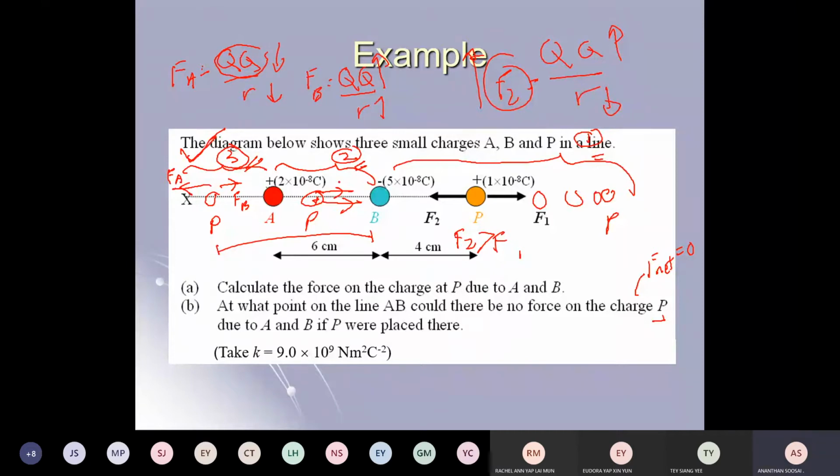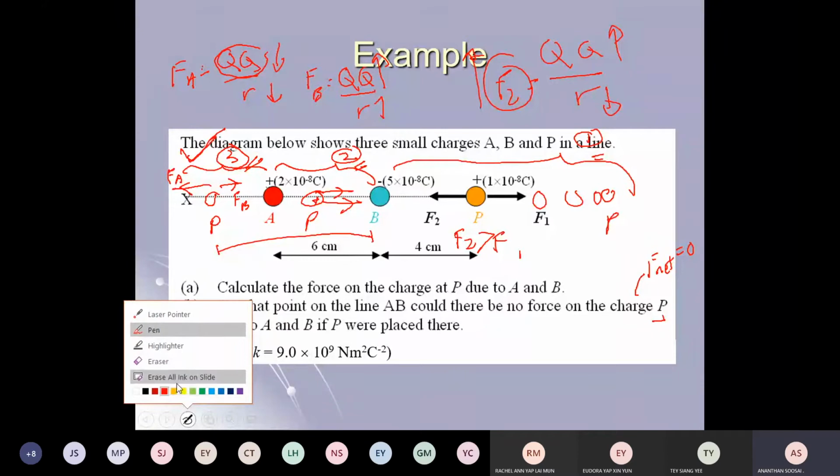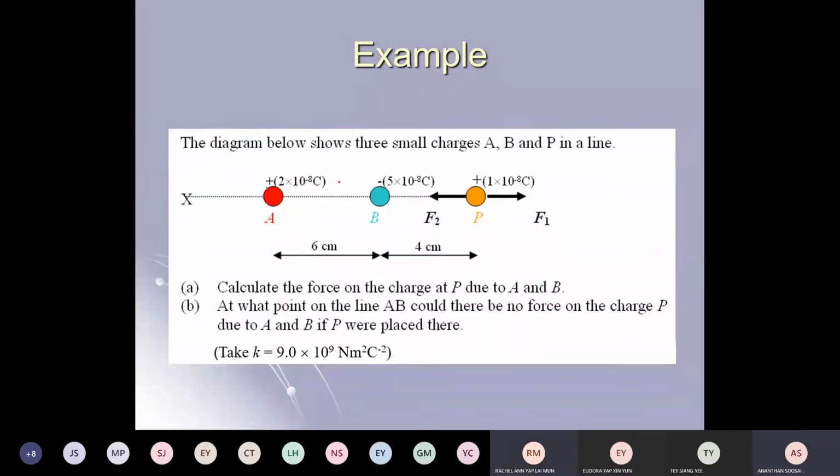Okay, class, 1 minute for you. Can you find the distance where the net force is 0? Let's say it's going to be somewhere here. Okay, can you find this distance?